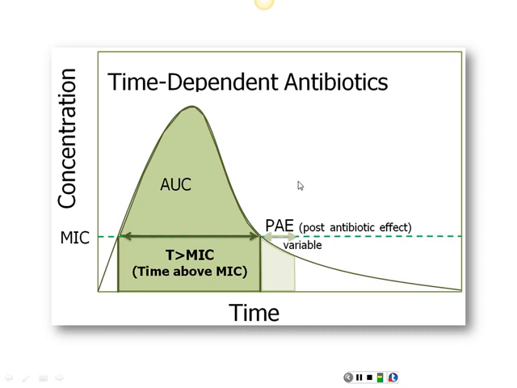So that's why when we have Q4 dosing, TID dosing, it's really important that patients take it every 4-ish hours, every 12-ish hours, because that's the point in which we're starting to fall below that MIC and we want to get the concentrations back up to ensure we've got good killing.